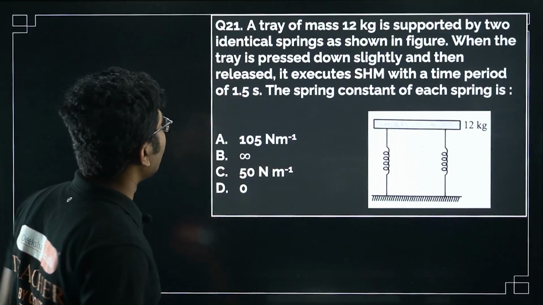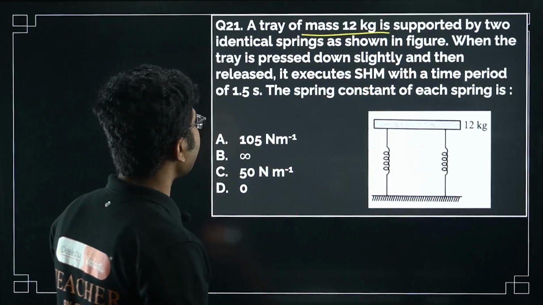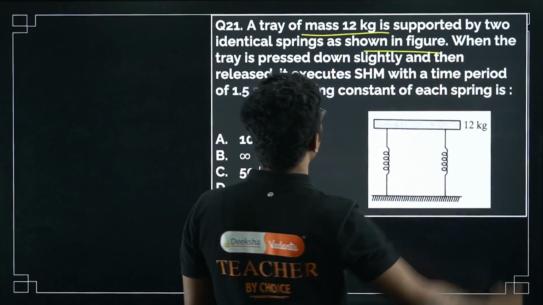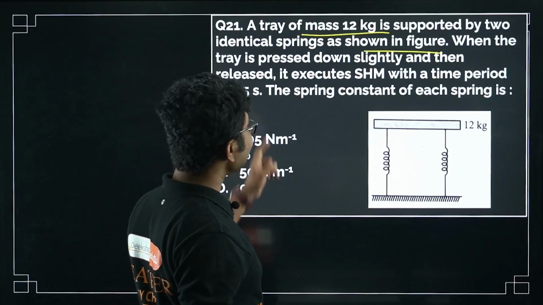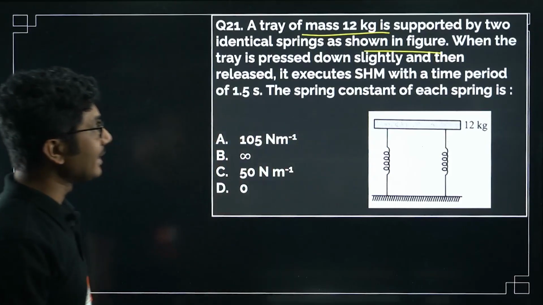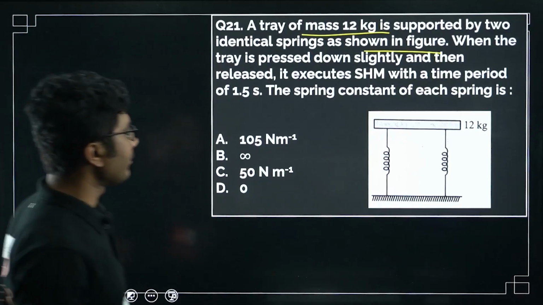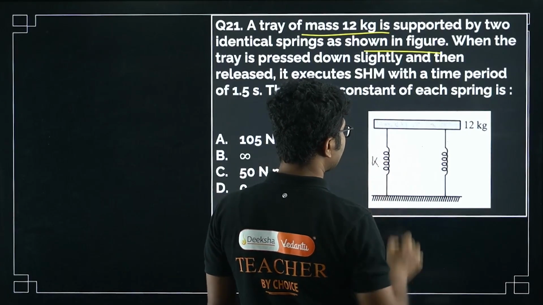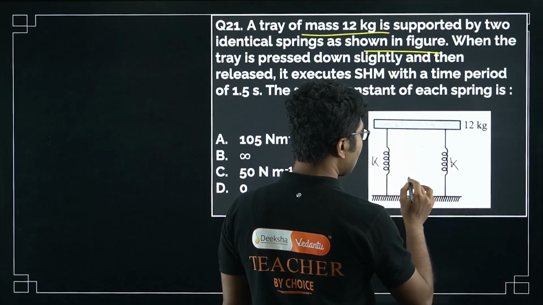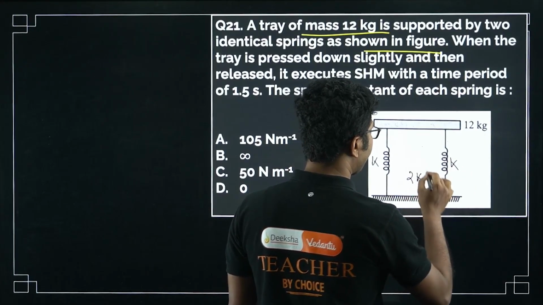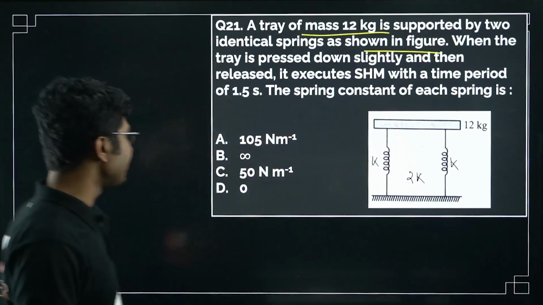The mass of the tray is 12 kg, supported by 2 identical springs as shown in the figure. When the tray is pressed down slightly and released, it executes SHM with a time period of 1.5 seconds. Okay, so here this has a spring constant K, this one also has a spring constant K, then the total spring constant of the system is 2K. So you have to find the spring constant for each spring.